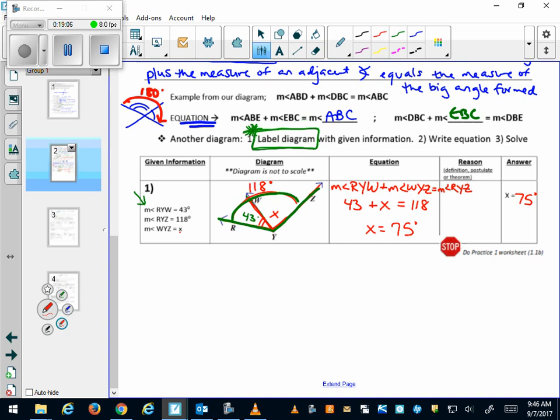Okay, so at this point you should be able to do the worksheet that is labeled 1.1 P1, I believe it's labeled, and we can go over that in class.